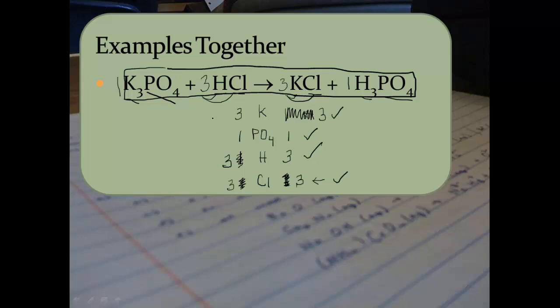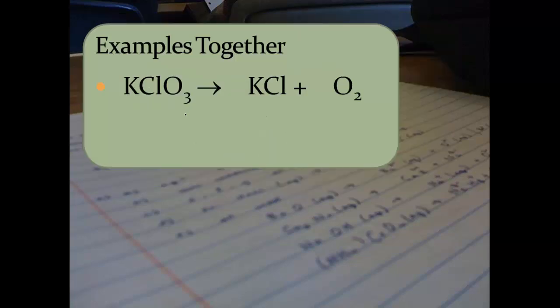So that's the long drawn-out way to do it, taking inventory. And if you struggle with balancing equations, I highly recommend doing this inventory method, but we're not going to do it every time. So we're going to try to do this one faster. Rather than actually writing down the inventory, we're just going to talk about it out loud.